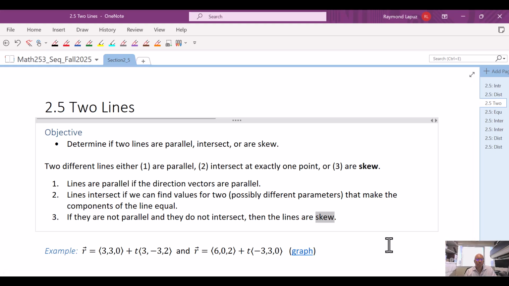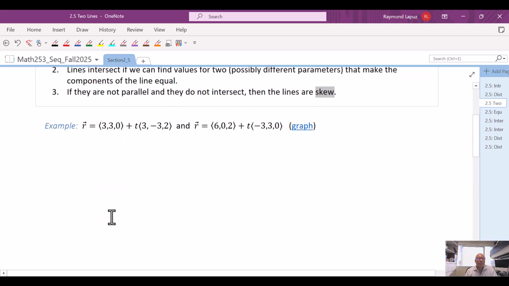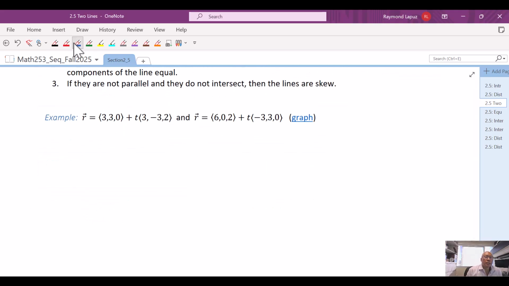All right. Let's do an example. Here's an example where we have two lines. We have R1 and R2. Let's actually label it as r sub 1 and r sub 2. The first thing we want to check is if the two lines are parallel. So check parallel. Let's do this over here.